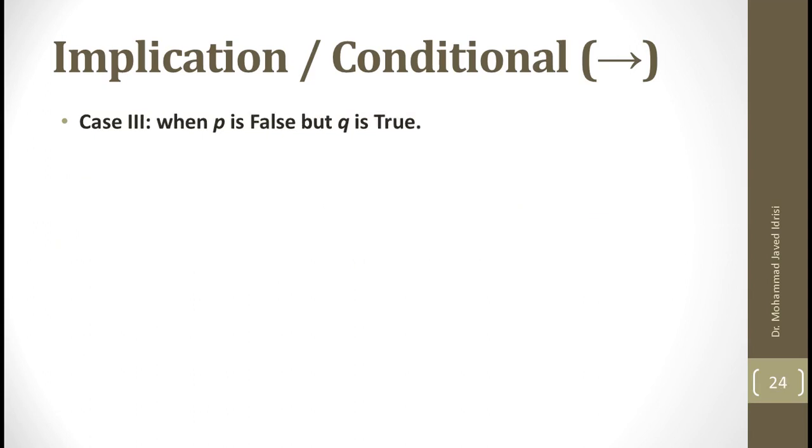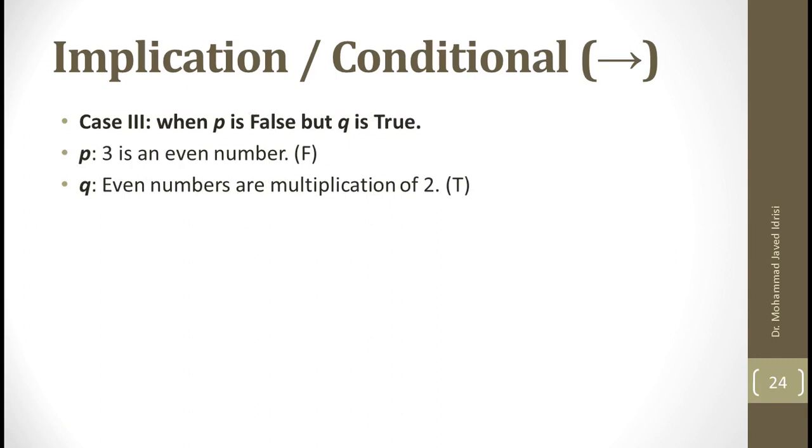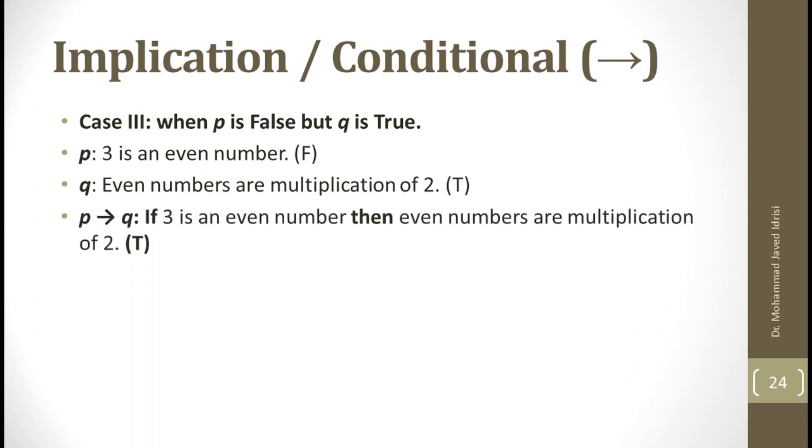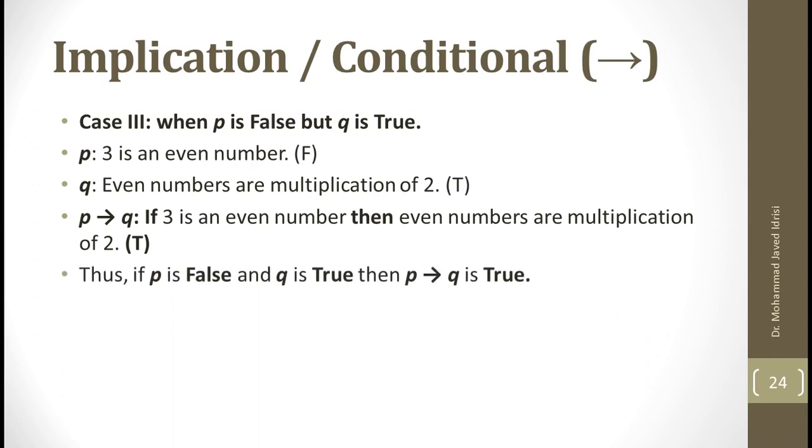In case 3, we consider P is false and Q is true. Suppose P is 3 is an even number, which is a false proposition, and Q is even numbers are multiplication of 2, which is a true proposition. So P implies Q means if 3 is an even number, then even numbers are multiplication of 2, which is a true proposition. So we can say that P implies Q is true if P is false and Q is true.